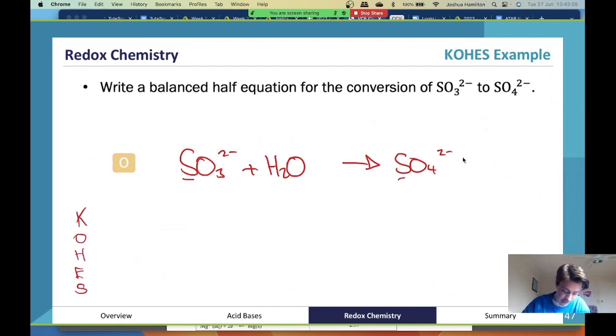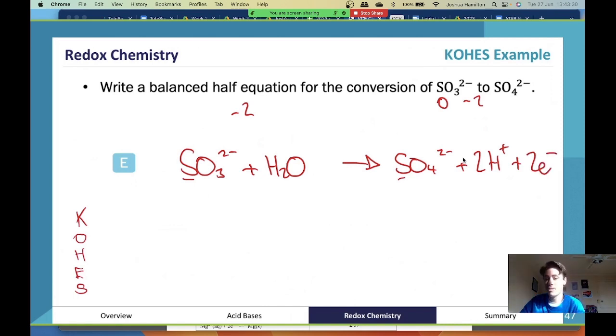Now I need to balance my hydrogens. I added 2 hydrogens into the left. I've got none on the right, so I need to add 2 H plus. Now I need to balance my charges, so my electrons, my E. I've got -2 plus 2, so I've got 0. I need to add -2 to this side, so I'm going to need to add 2e minus. That is my overall equation.